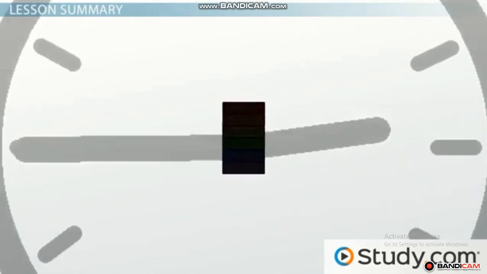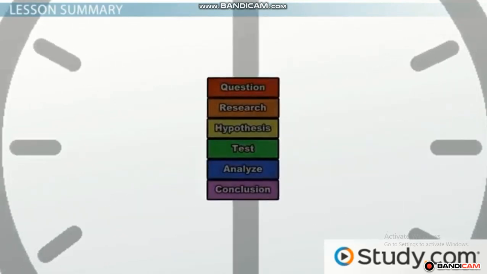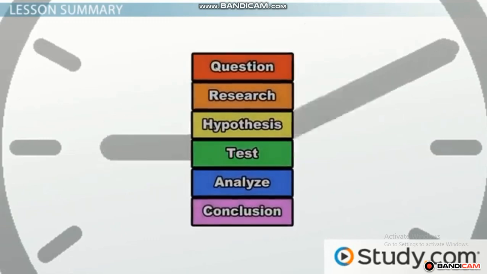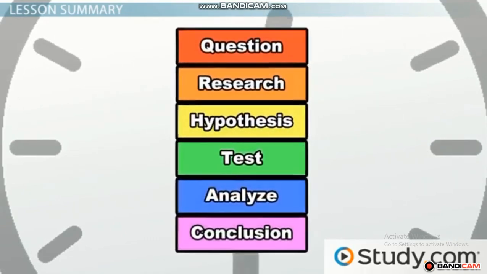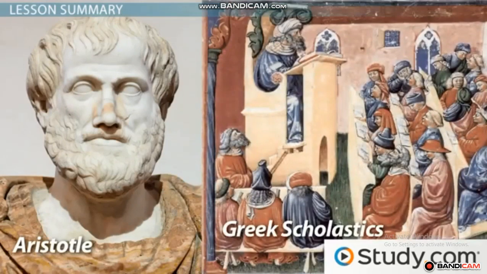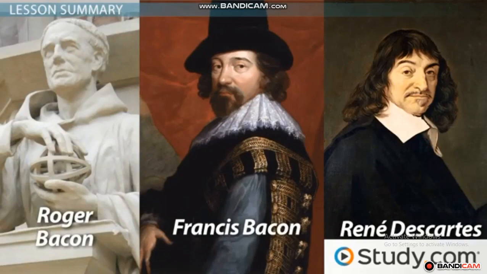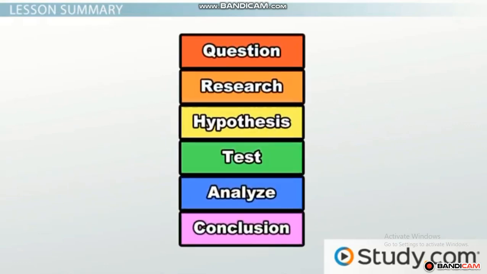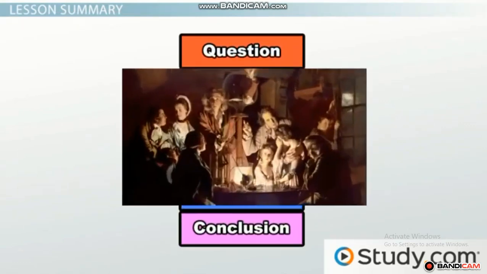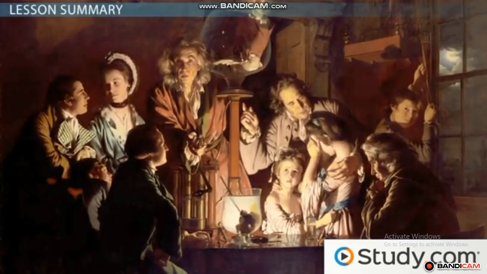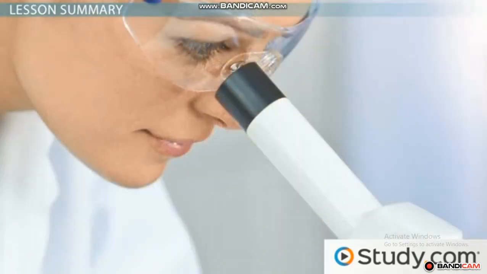Remember, the scientific method evolved into being over hundreds, even thousands of years. It didn't just pop up overnight. The men we've mentioned, namely Aristotle, the Greek scholastics, Roger Bacon, Francis Bacon, and René Descartes, helped to formulate and perfect the scientific method. The scientific method helped allow science to explode throughout the scientific revolution. Today, the scientific method continues to provide the basis for establishing scientific knowledge.